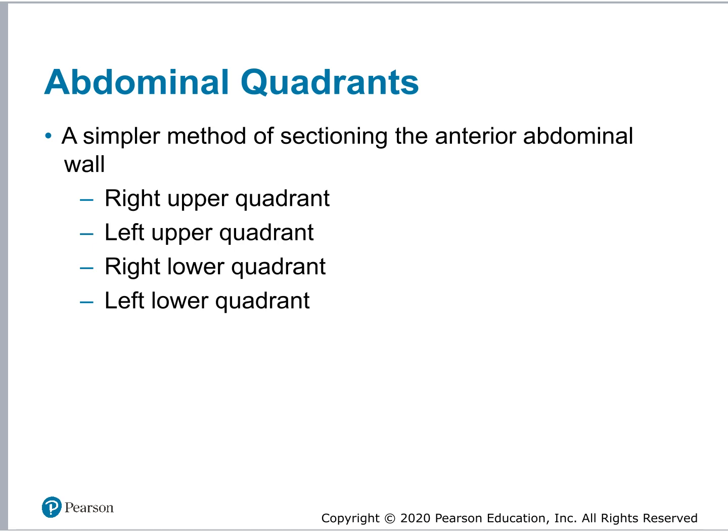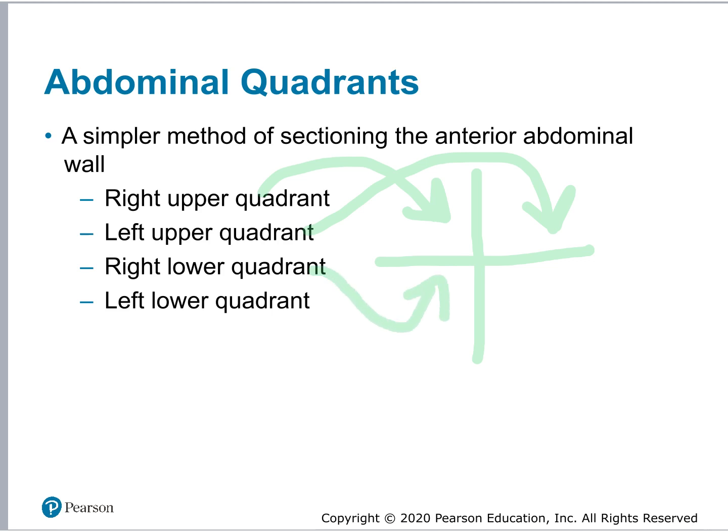Anything above the horizontal line is going to be an upper quadrant, and then anything on the right or left side, according to the patient, will be a right quadrant or a left quadrant. So the right upper quadrant is going to be on your left, and then the left upper quadrant is going to be on your right, but it's on your patient's left. Then we have the right lower quadrant, which is going to be on your left. Lower quadrant, though, stays the same. And then we have the left lower quadrant.